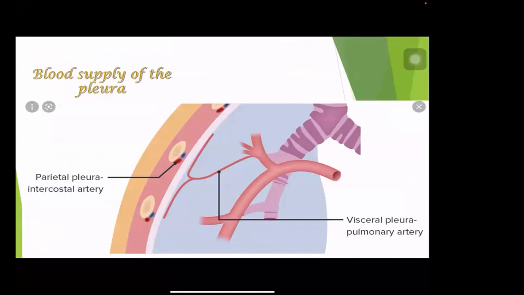The blood supply to the pleura: the visceral pleura is supplied by the pulmonary circulation, a branch from the pulmonary artery, while the parietal pleura is supplied from the intercostal artery.